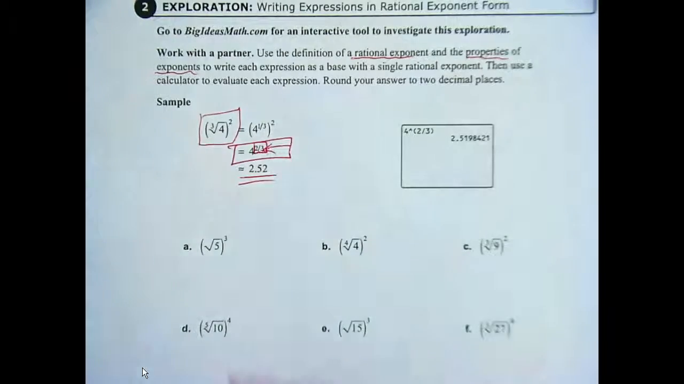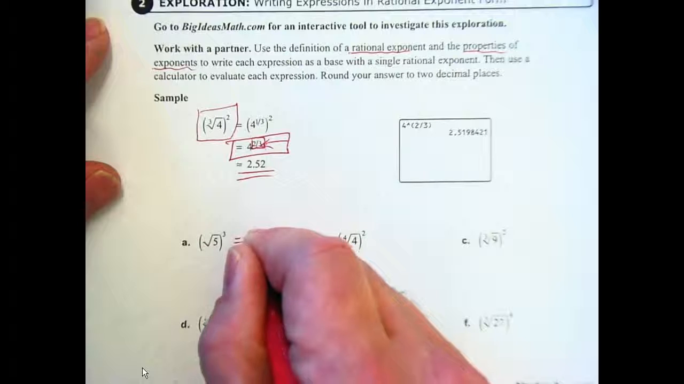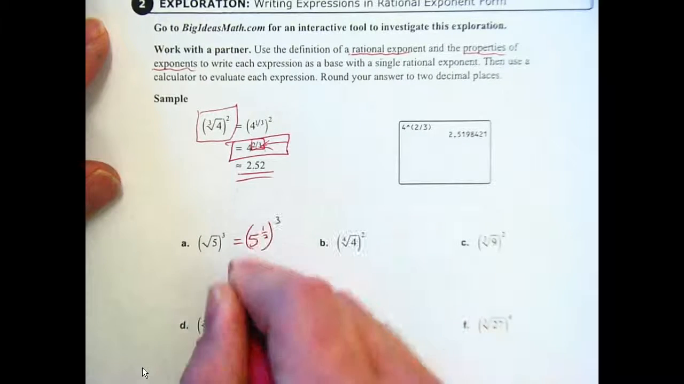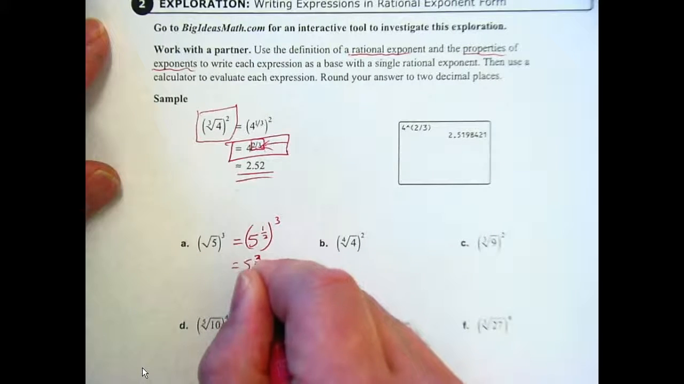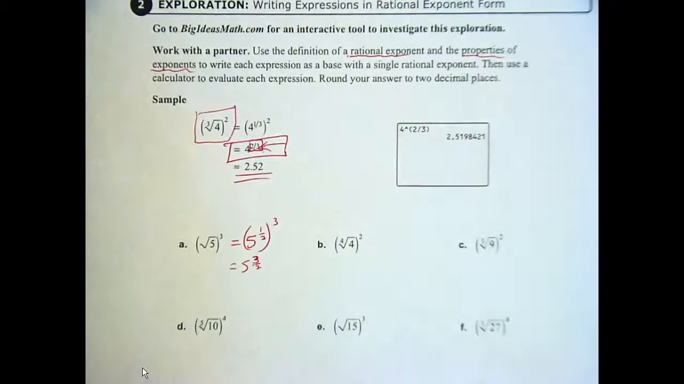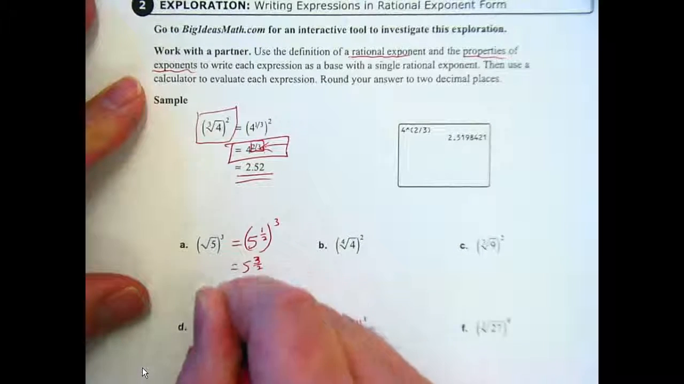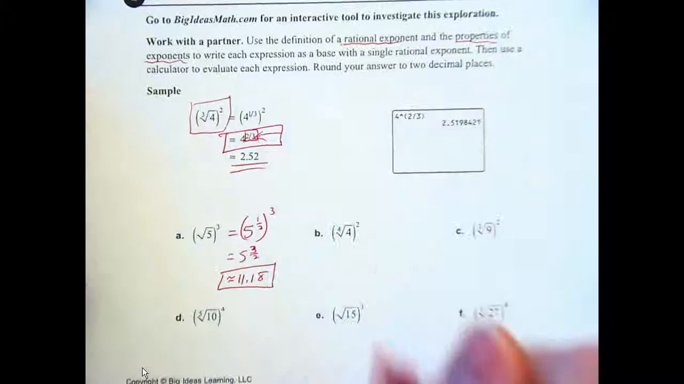Don't be afraid of making mistakes, right? This is 5 to the 1/2 power, all cubed, which is 5 to the 3/2 power. And then that's approximately, or is it exactly? Approximately 11.18. 2 decimal places, I think, right? Yeah.